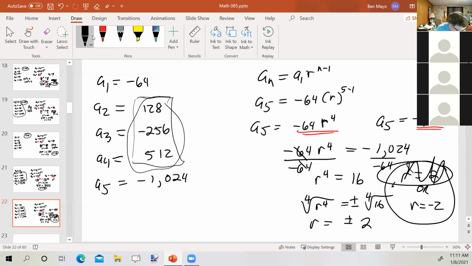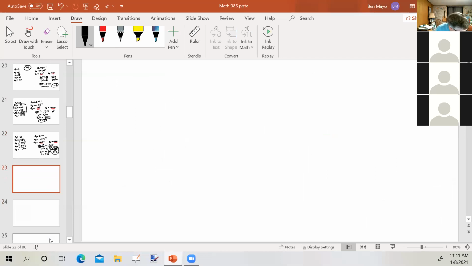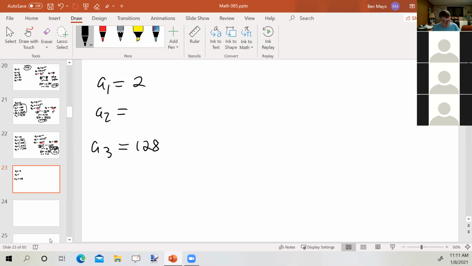Let's see here. What do we got? We got 9 minutes. Let's do one more just for fun. It says, find the geometric mean between 2 and 128. So a sub 1 is 2. We're going to find one geometric mean, and a sub 3 is 128.